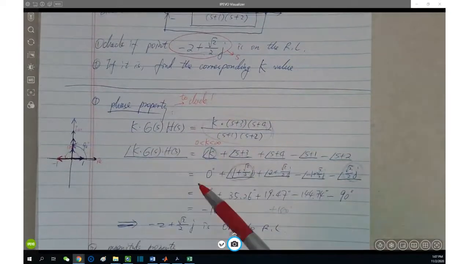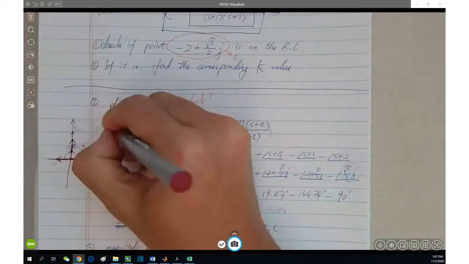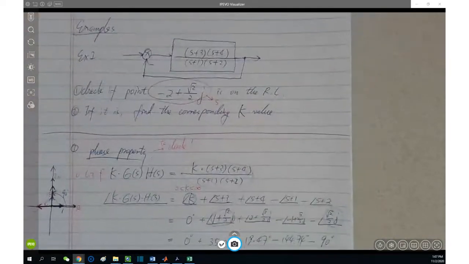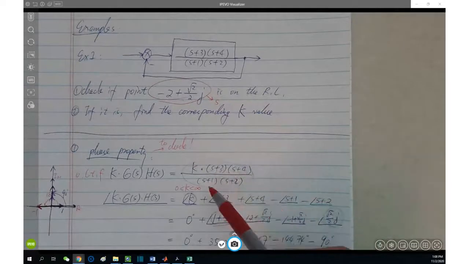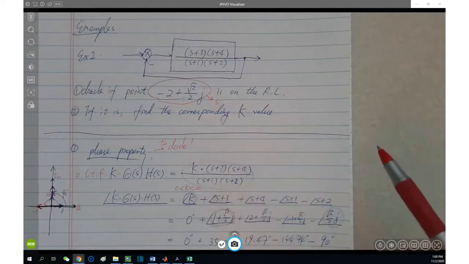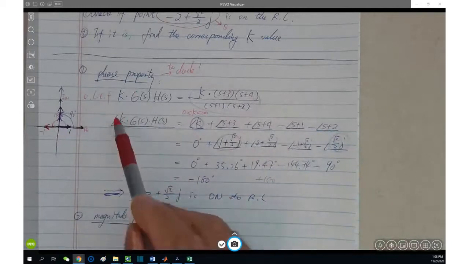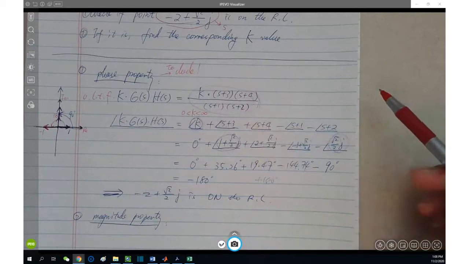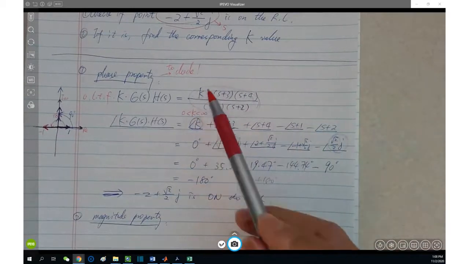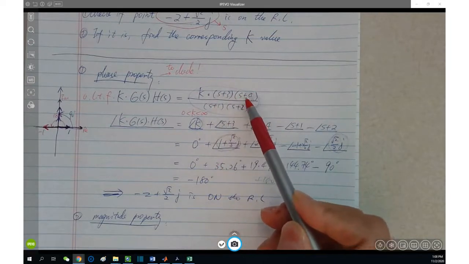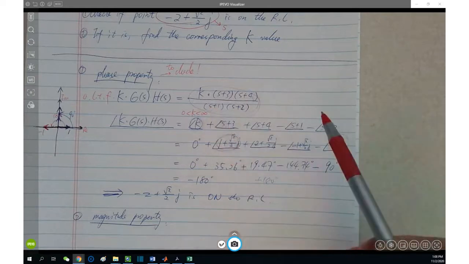First of all, we need to find the open loop transfer function KGH, in terms of S. By the given system block diagram, KGH equals K times (S plus 3) times (S plus 4), divided by S times (S plus 1) times (S plus 2). Based on this KGH, we use the phase property. The phase angle of this transfer function equals the angle of K, which is the introduced constant gain, plus the angle of S plus 3, plus the angle of S plus 4, minus the angle of S, minus the angle of S plus 1, minus the angle of S plus 2.